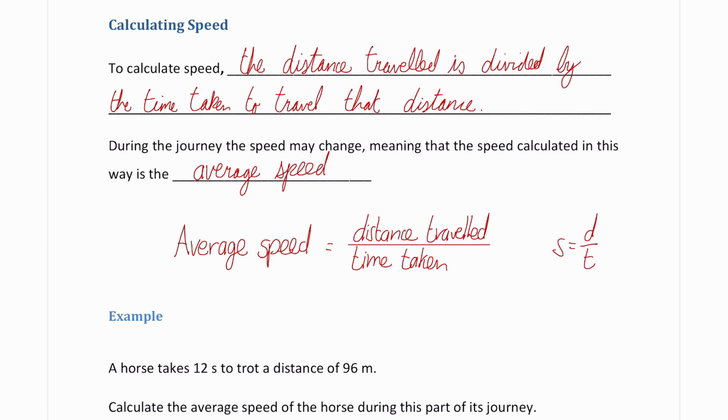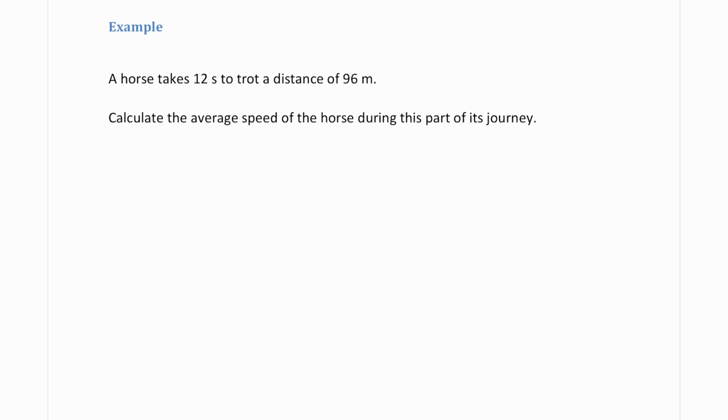So here's a simple example. A horse takes 12 seconds to trot a distance of 96 metres. Calculate the average speed of the horse during this part of its journey. So as is the case whenever we do any sort of calculation, we write our formula, we substitute in our numbers, we get our answer. Speed equals distance over time. Keep your equal signs lined up. The distance is 96, the time is 12. Again, line up your equal signs. 96 over 12 is 8. And because it's in metres and seconds, our unit is going to be metres per second.